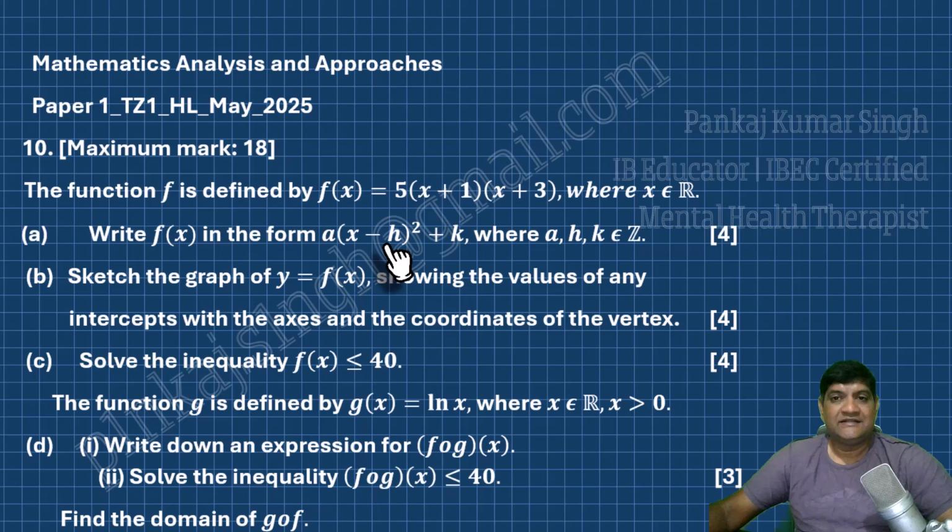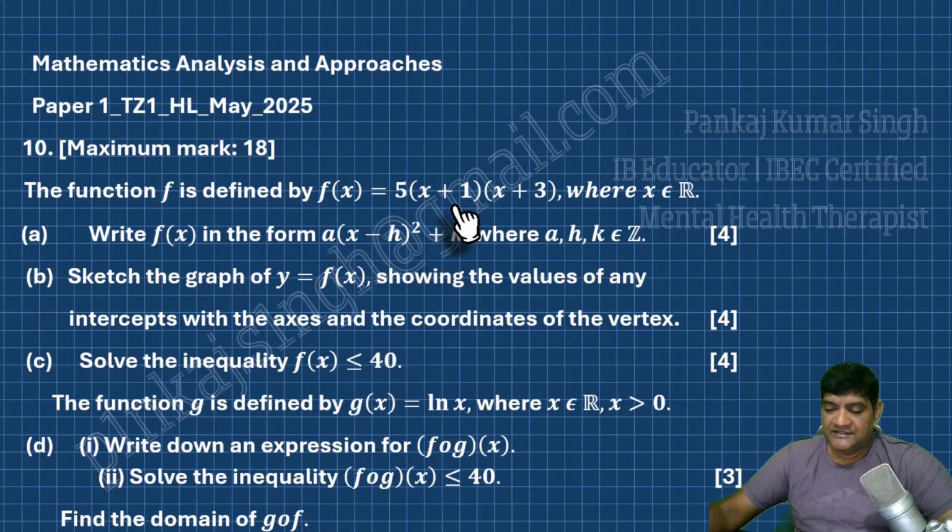He wants us to write this in the vertex form, and later he also wants us to sketch the graph and solve the inequality less than 40. And then he defines another function g of x, which is ln x, and he wants us to write the composition of the function f of g of x, and then solve the inequality f of g of x less than 40, and ultimately find the domain of g of f of x.